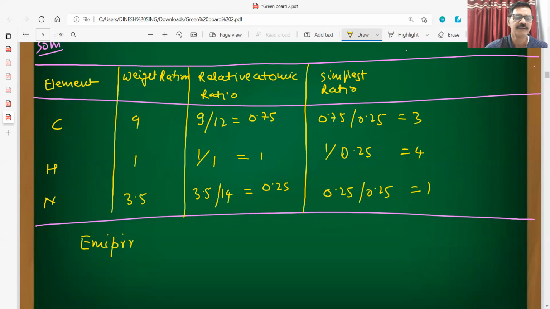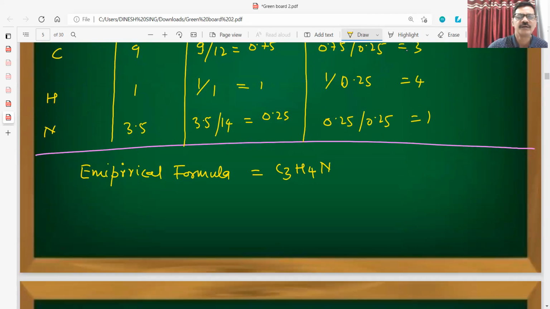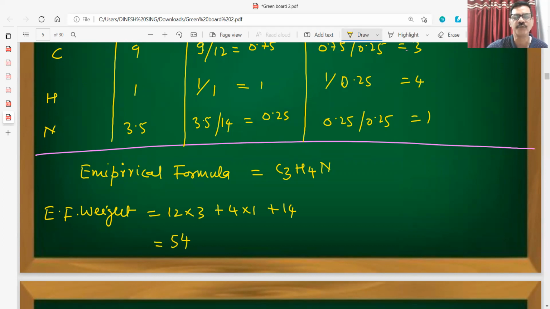So the empirical formula will be C3H4N. Now the empirical formula weight will be how much? 12 into 3 plus 4 into 1 plus 14. So 12 threes are 36, plus 4 is 40, plus 14. So this is total 54. Is it clear?